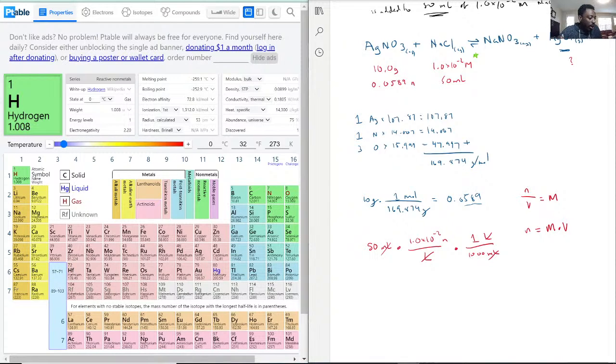So let's quickly do that. That's 50 times 1.0 times 10 to the negative 2, divided by 1,000. Okay, so we have, wow, that's a very small amount.